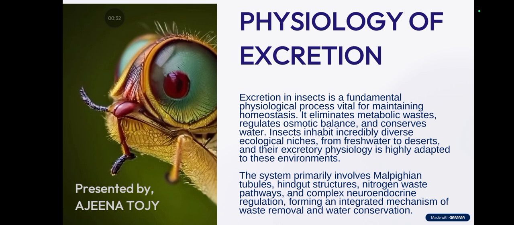Excretion in insects is a fundamental physiological process vital for maintaining homeostasis. The excretion mainly eliminates the metabolic waste, regulates osmotic balance, and conserves the water. Insects inhabit incredibly diverse ecological niches from freshwater to deserts, and their excretory physiology is highly adapted to these environments. The system primarily involves Malpighian tubules, hindgut structures, nitrogen waste pathways, and complex neuroendocrine regulation, forming an integrated mechanism of waste removal and water conservation.